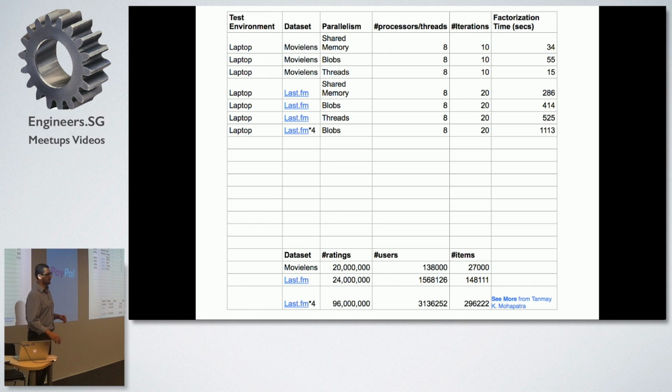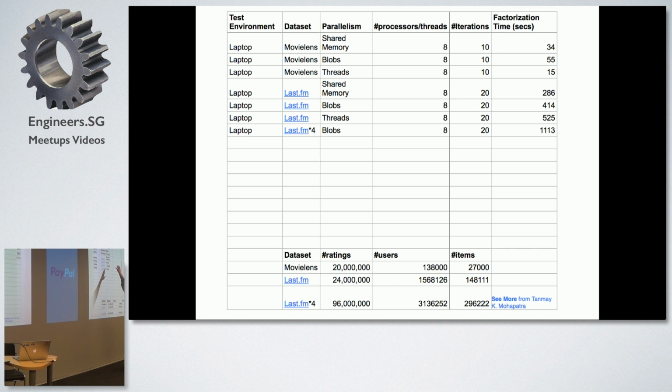This is very new work, so I don't have nice charts unlike your talk. We're still working on making the pictures. These were the data sets we had access to. We had a MovieLens data set that had 20 million ratings. There's Last.fm, with 24 million. We just concatenated it 4 times, and so that ended up with 96 million, or almost 100 million ratings. And then those are the number of users and items.